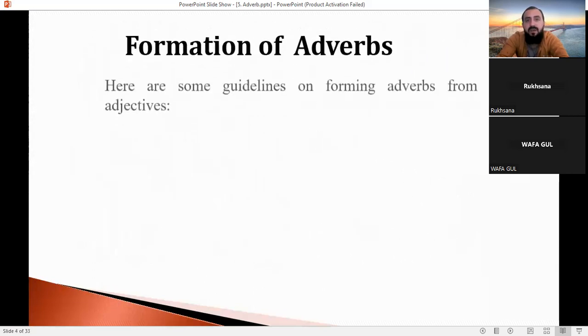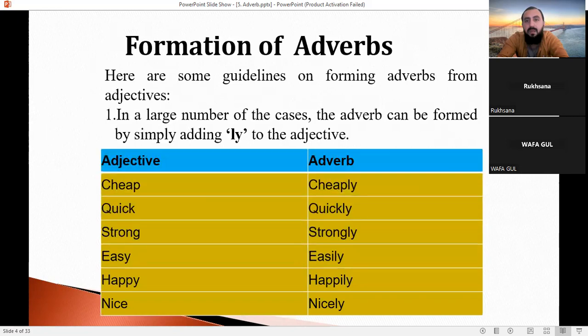Formation of adverbs. How we make adverbs, especially the adverbs of manner, out of adjectives. Miss Roxana, can you read it? Here are some guidelines on forming adverbs from adjectives. In a large number of cases, the adverb can be formed by simply adding ly to the adjectives, like cheap, cheaply, quick, quickly, strong, strongly, easy, easily, happy, happily, nice, nicely.